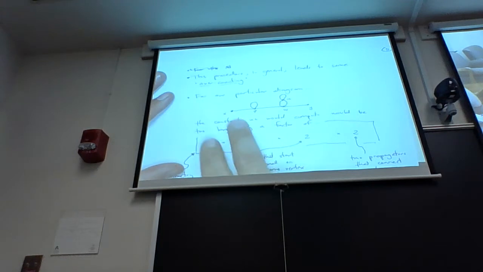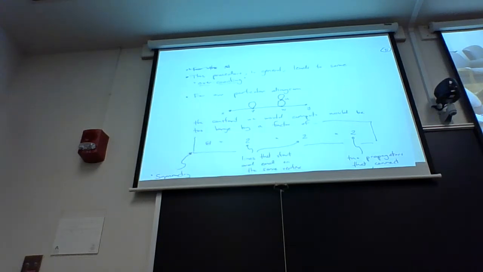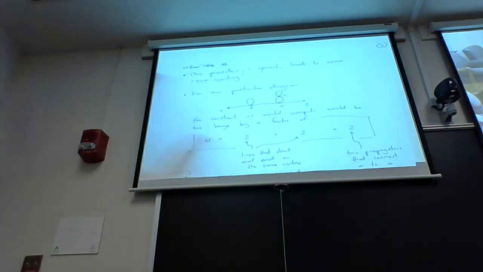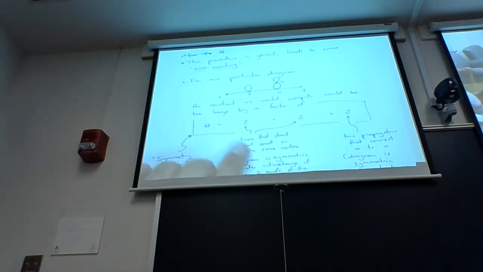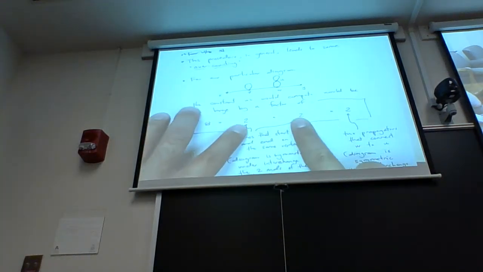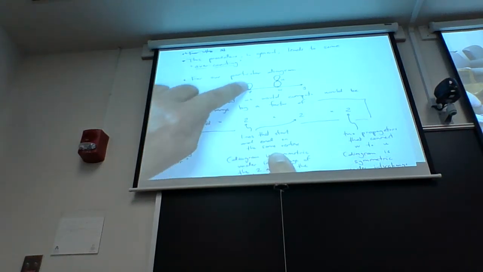For our particular diagram, the cactus diagram, or the bowling alley diagram, we would have an overcounting factor of 8. This number is what we call the symmetry factor. The 8 is made up of 3 factors of 2. The first 2 factors of 2 come from lines that start and end on the same vertex, so they come from this guy and this guy.